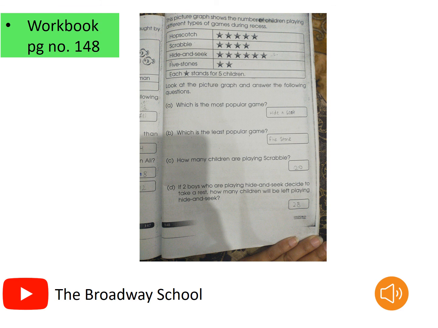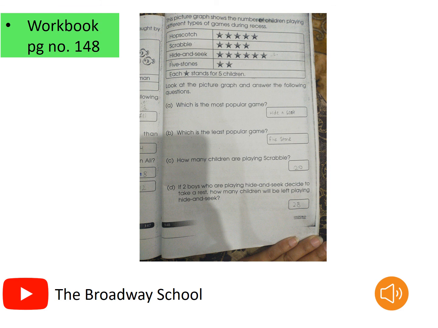It's hide and seek because it has more stars and definitely its numbers are more than others. Part B, which is the least popular game? 5 stones because it has fewer stars. How many children are playing Scrabble? Scrabble.